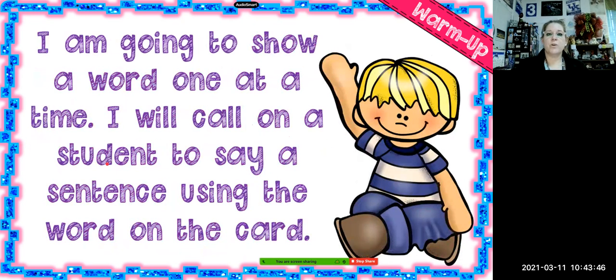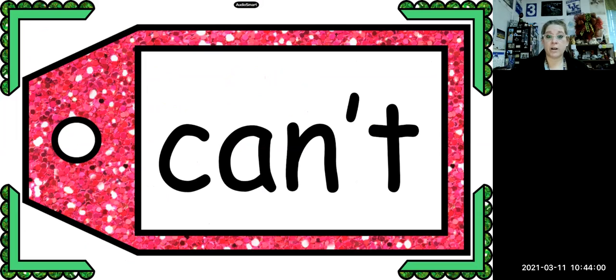So I'm going to show you a word one at a time, and I want you to say a sentence using the word on the card. Okay, I'll give you an example. Here's the word can't. Okay, so you're going to say the word can't, and then you're going to tell me a sentence using the word. I can't open the bottle of ketchup. Okay, so you're going to tell me your sentence using the word can't.